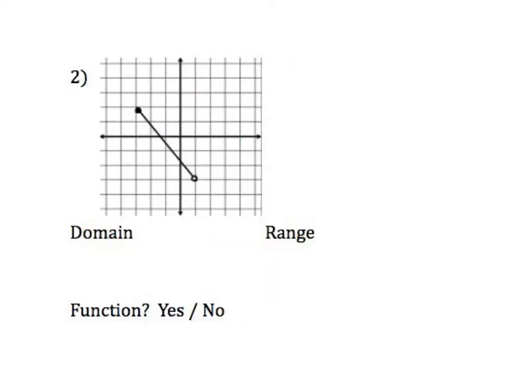Okay, let's try the second one. Let's start with our domain. So I can see on my x-axis, the farthest to the left is right here, and the farthest to the right is right here. So that smallest number occurs at -3. So I'm going to do a -3. I'm going to do a bracket because it's a closed dot at -3. My largest number is right here, and that's +1. And I'm going to do a parenthesis because it's an open circle.